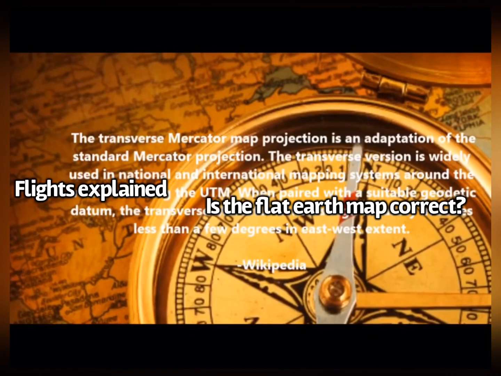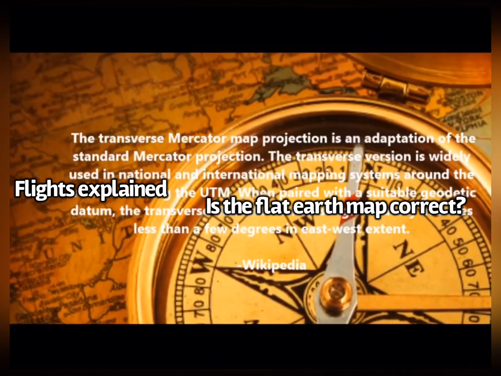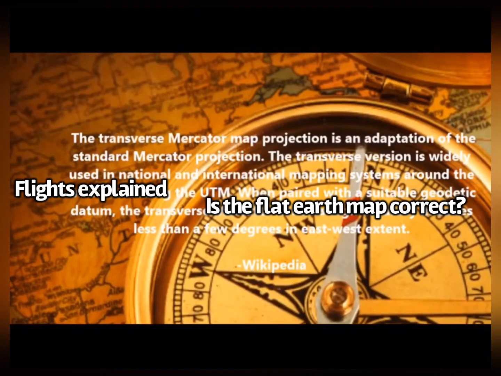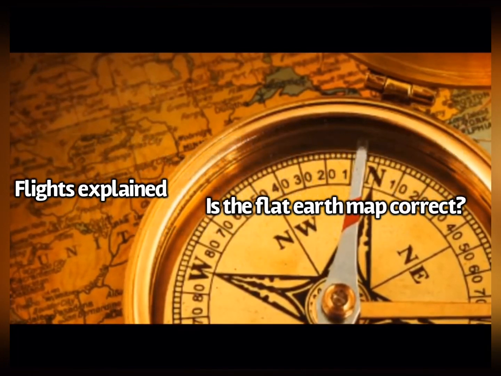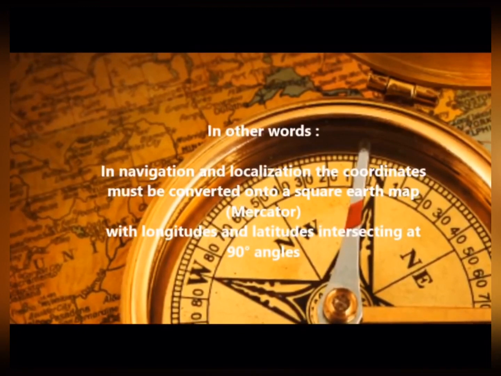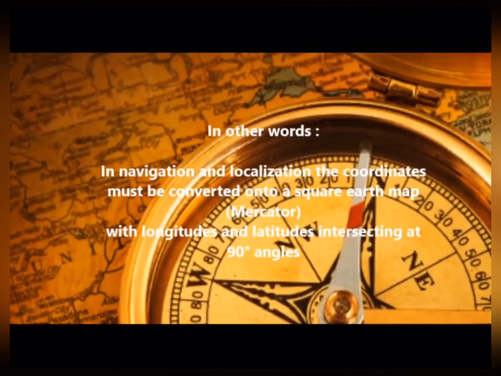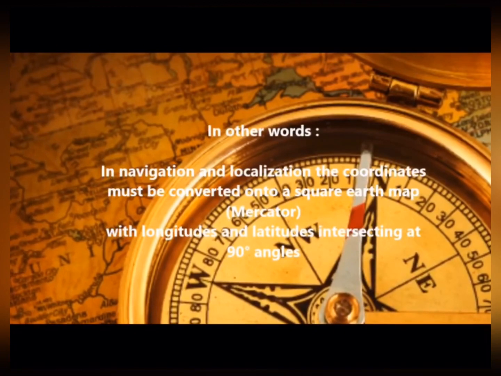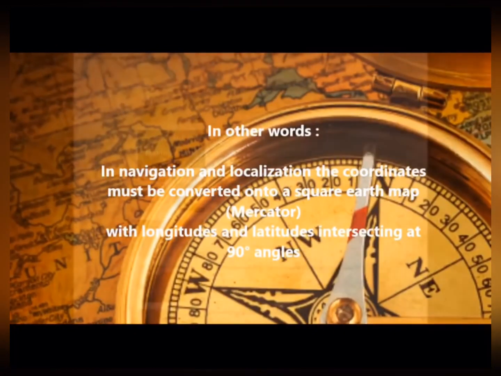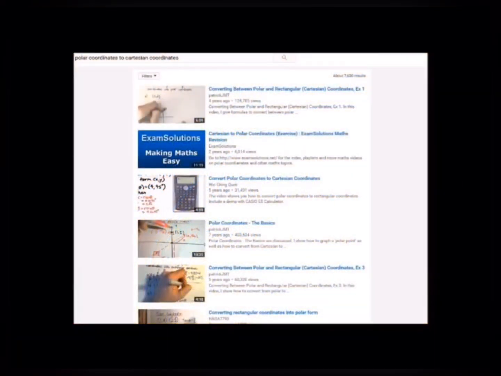I want to briefly explain why I think this map is better for the flat earth map with two poles, the North Pole being at the top and the South Pole being at the bottom. I do not believe that we should be representing the United Nations map at all, and I do not think this is correct at all.